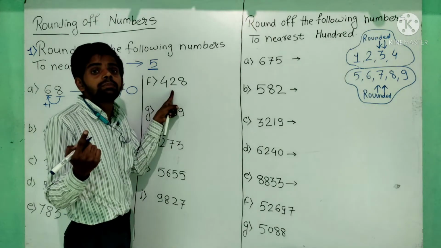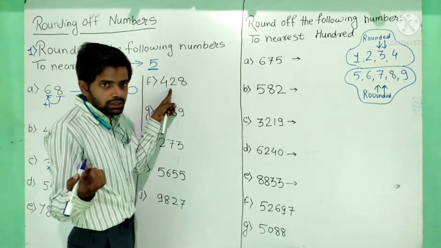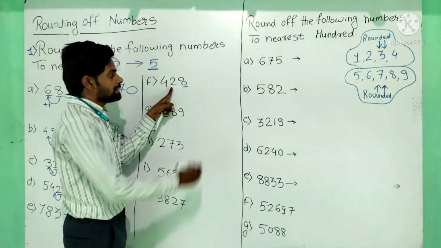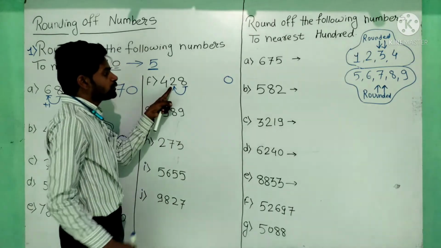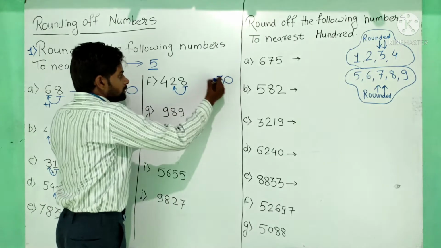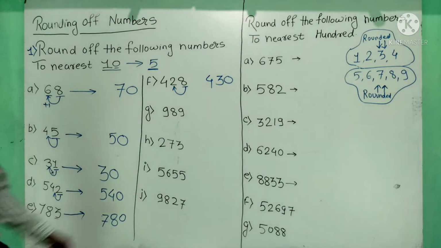When will we increase it? If this digit is a strong digit, then we increase it. Otherwise, it will be as it is. Okay, 8 is there. Yes, 8 is a strong digit. 8 will be 0, but 8 has the power to push. So 2 will increase. That means 2 will be 3. It will increase by 1. And the 4 will be as it is. It is 430.